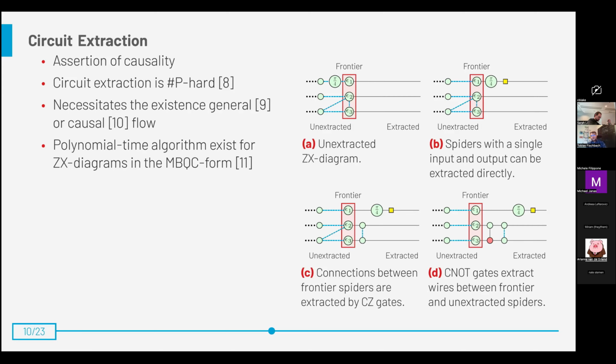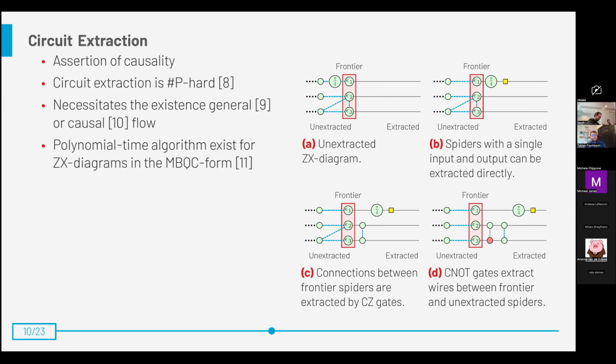And the whole idea is that these ZX diagrams that are extractable are in this MBQC measurement pattern form, which just means that we need to find a measurement sequence in our ZX diagram that does not disturb already measured qubits. So we only start to correct in this framework on future unmeasured qubits. And this is only possible if either causal flow or general flow is exhibited.